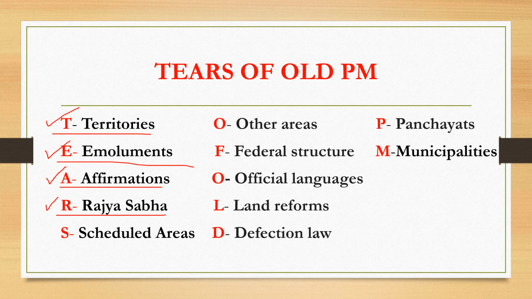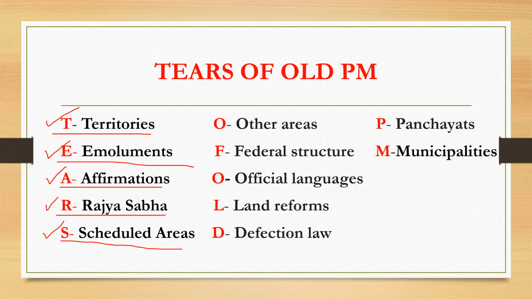Now the fifth schedule is represented by the letter S. S stands for scheduled areas. The fifth schedule deals with the administration and control of scheduled areas and scheduled tribes. Here we can see there are 5 letters T, E, A, R, S, and T represents territories, E represents emoluments, A represents affirmations, R represents Rajya Sabha and S represents the scheduled areas. So we have learned the first 5 schedules of the Constitution.